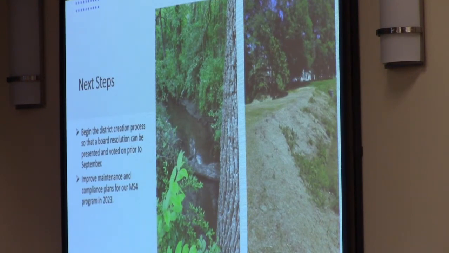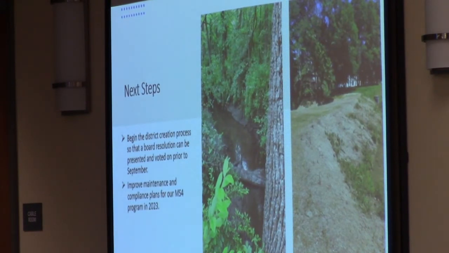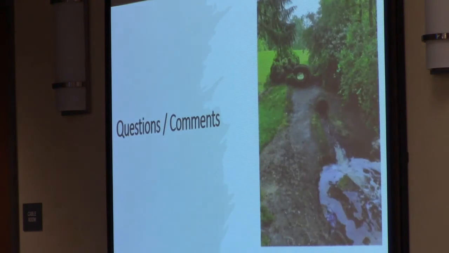So the next steps to establishing the townwide drainage district for the board to consider would be to begin the district creation process so that a board resolution can be presented and voted on prior to September. That's the deadline for getting the fee onto the tax bill for 2023. So in order to implement this, that would be the process. And then the next steps beyond that, once that process is done and established, would be to improve the maintenance compliance by planning for our MS4 program in 2023. So that's the end for me, unless there are questions.